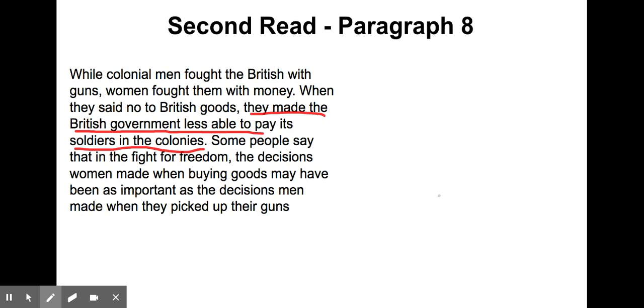Some people say that in the fight for freedom, the decisions women made when buying goods may have been as important as the decisions men made when they picked up their guns. So now they're comparing how women helped compared to men. While men were using physical things to fight the war, women used other ways and they hurt them in their pockets. Now let's look at our gist.